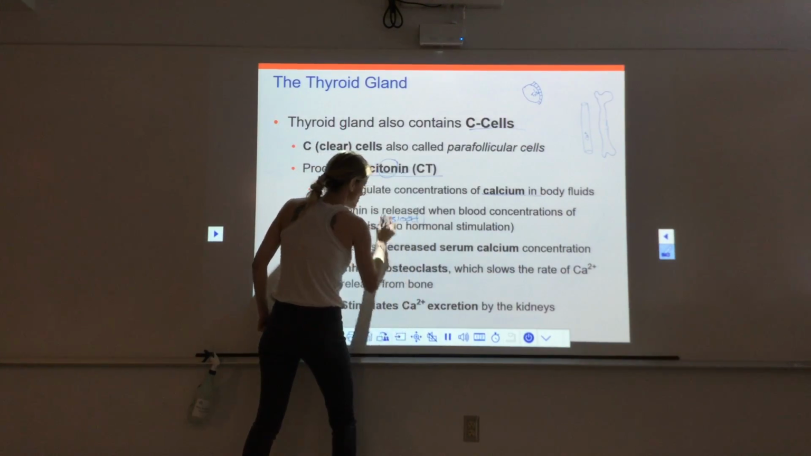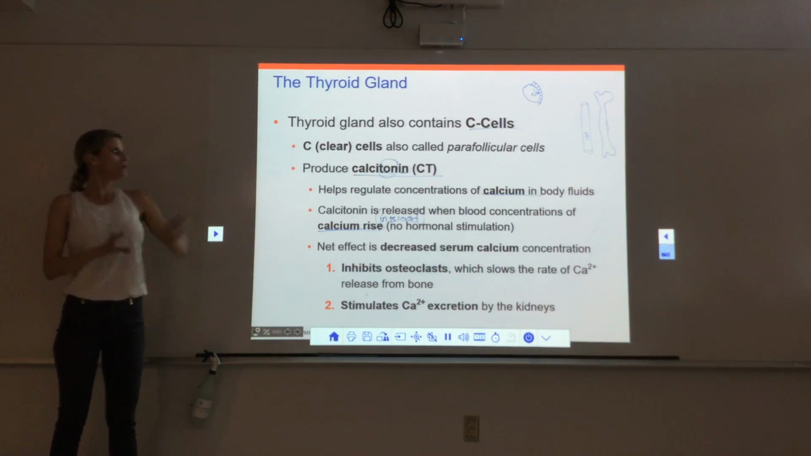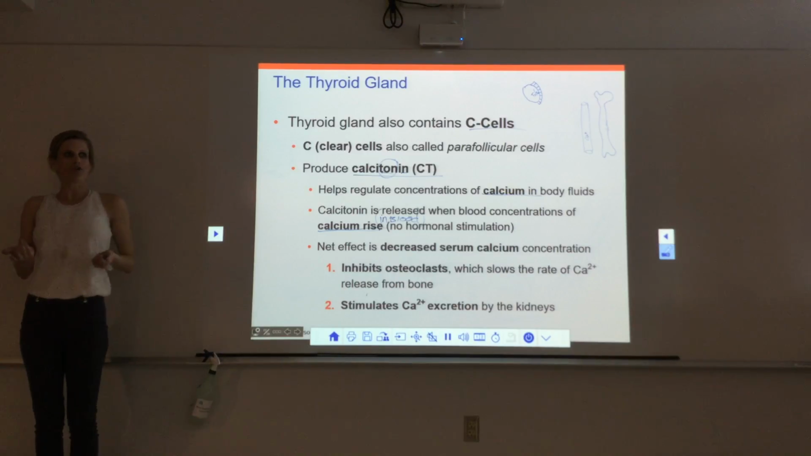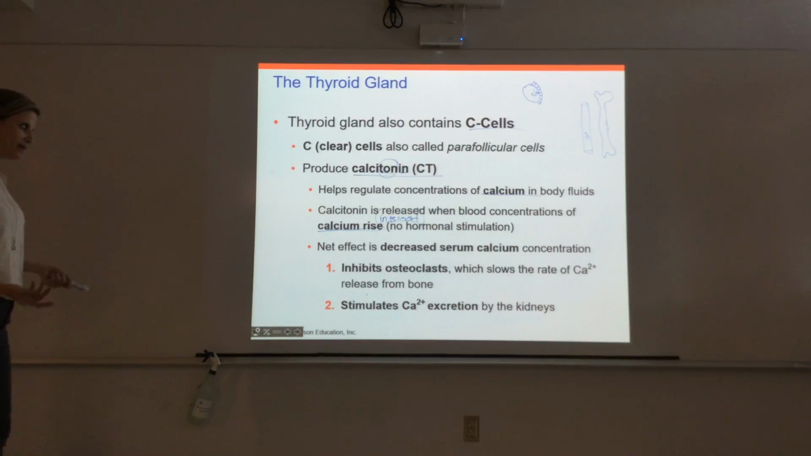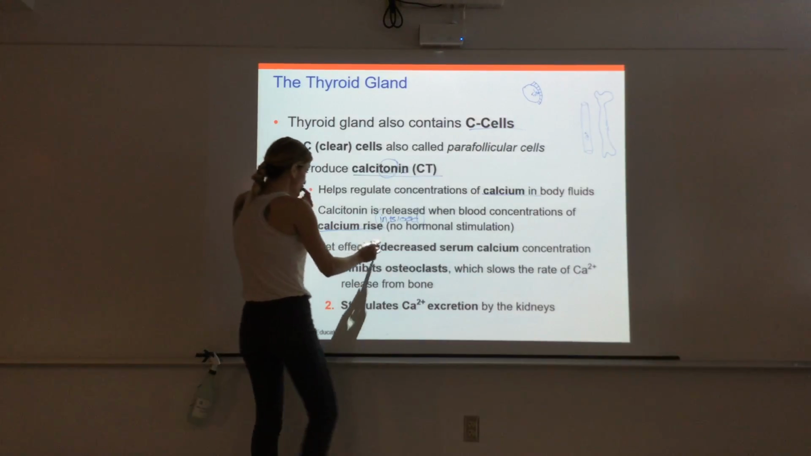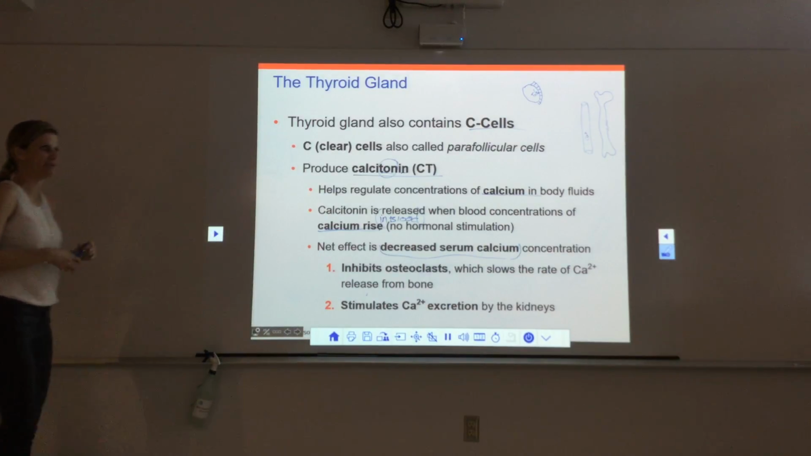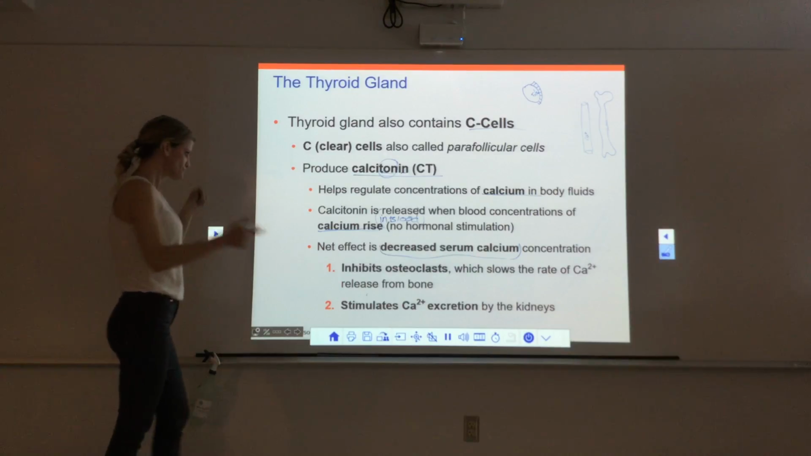Don't confuse that. We're not talking about the bones. We're talking about the fluids. So with too much calcium in the blood, the thyroid gland releases calcitonin. Overall, calcitonin tries to decrease the amount of calcium that we have in our blood. So the net effect is to decrease serum calcium or blood calcium levels back down to normal. We do that in a couple ways.